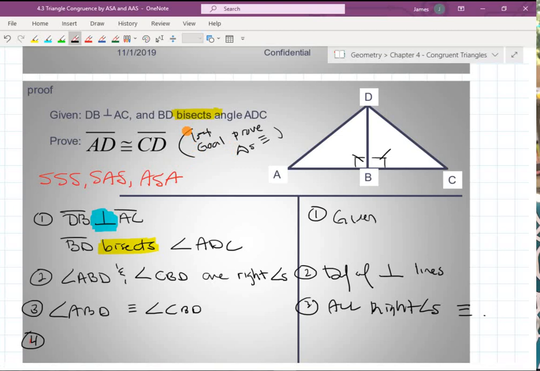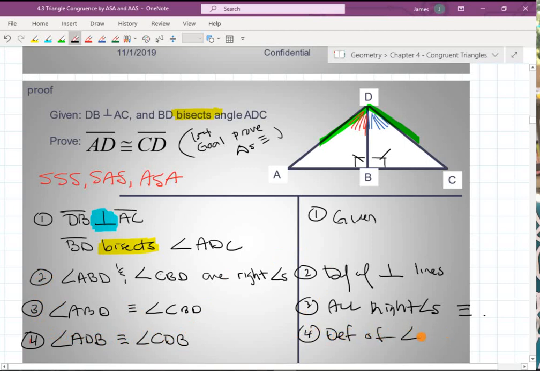So what do I gain if I say that BD is a bisector? So they're saying BD bisects this angle right here. Can you identify that angle there and that angle there are the same? Does that make sense? So let's label, how should I name those? ADB and CDB. And that's the definition of an angle bisector.